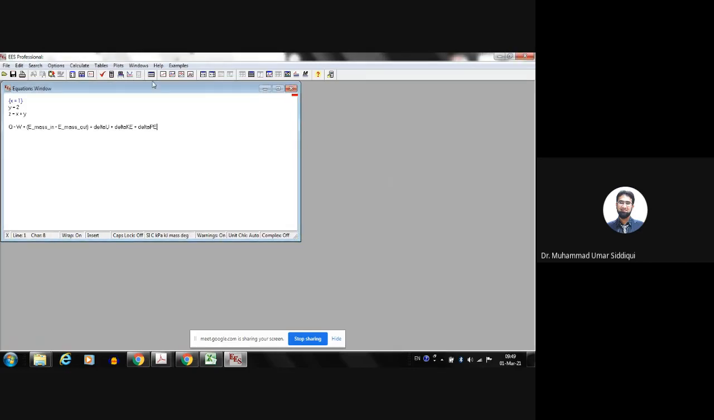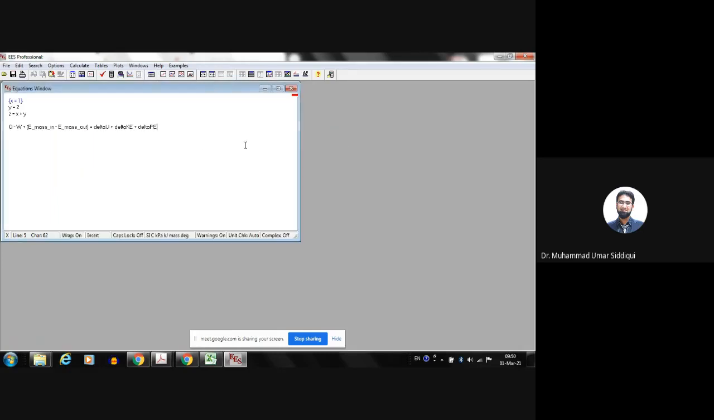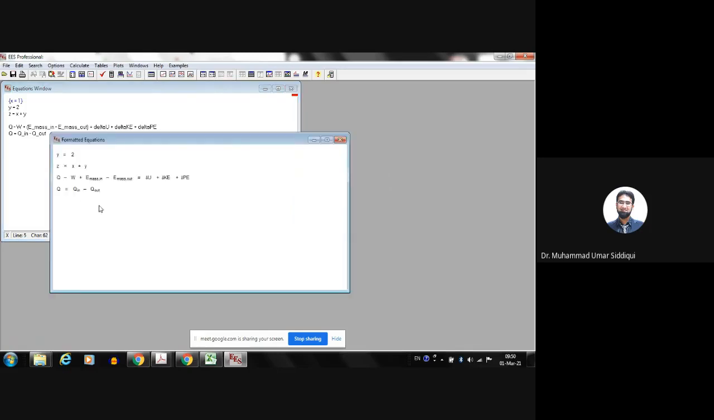Okay, so if I want to see it in the formatted equation window, see here, Q minus W plus E mass in minus E mass out equals to delta U plus delta kinetic energy plus delta potential energy. Okay, now I can write another equation. Q is basically what? It's Q_in minus Q_out. That's it. That's another equation I have written.